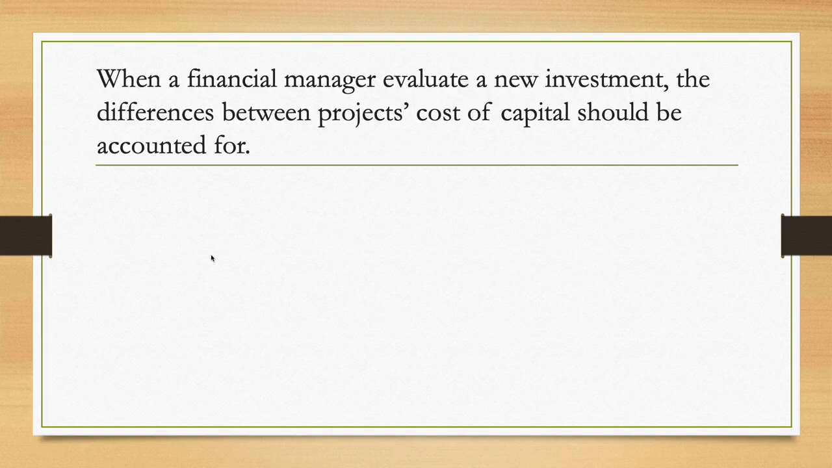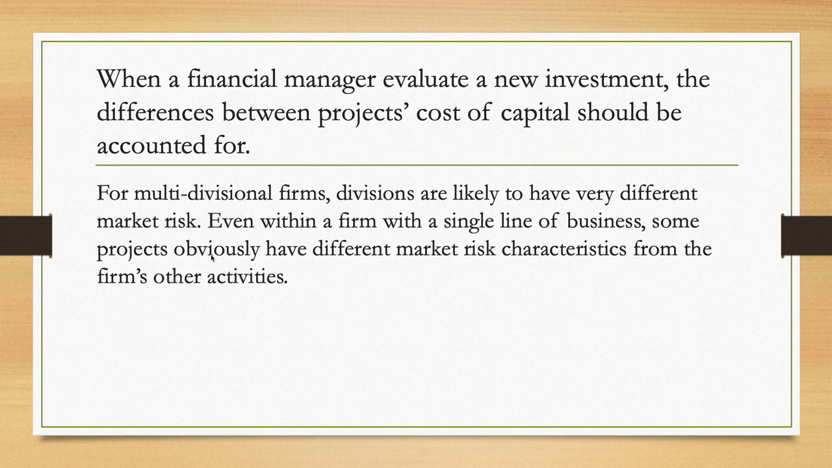When a financial manager evaluates a new investment, the difference between projects' costs of capital should be accounted for. For multi-divisional firms, divisions are likely to have very different market risk. Even with a firm with a single line of business, some projects obviously have different market risk characteristics from the firm's other activities.